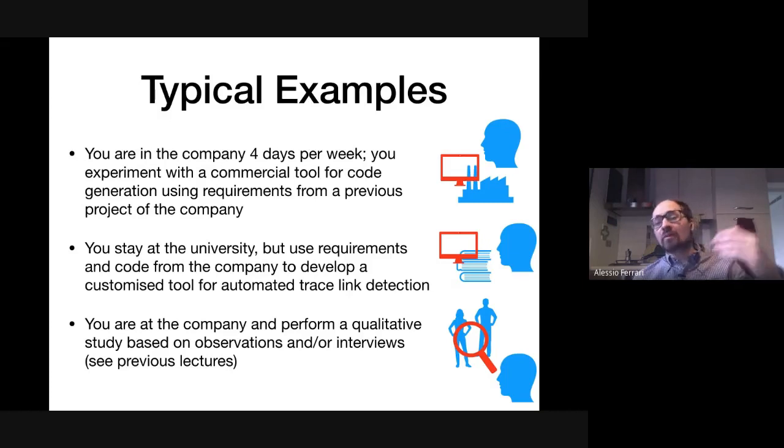So the company wants to introduce automated code generation from models, but they want to carry it out alongside their current development activity. They want to understand to what extent it is possible for them to follow that path. They involve you as a micro research team in that company, and you start experimenting with this tool using as a source the data of the company, so a previous project.